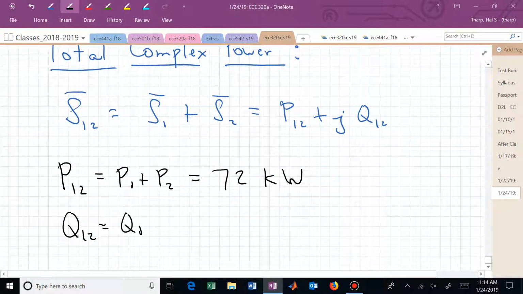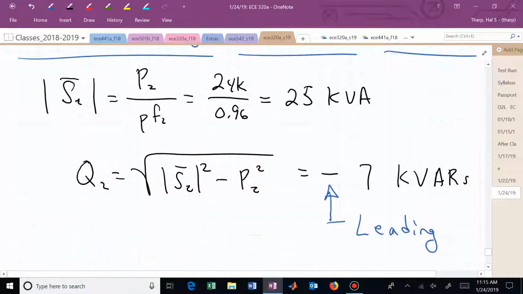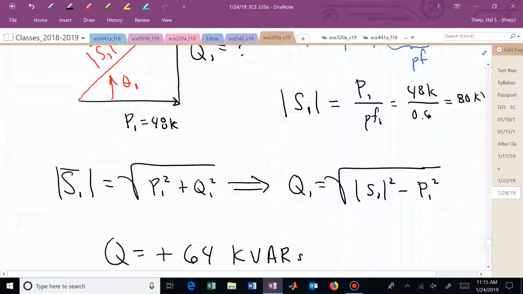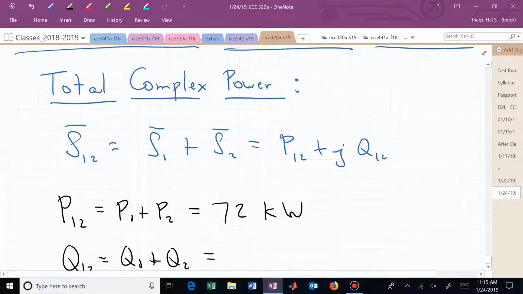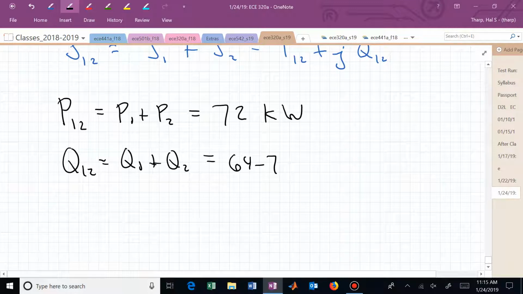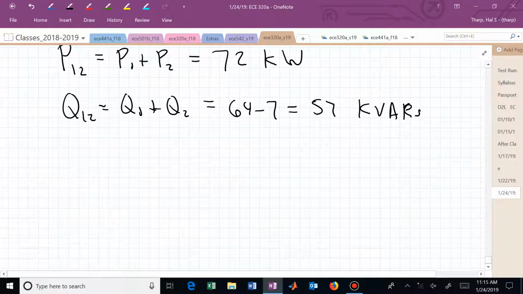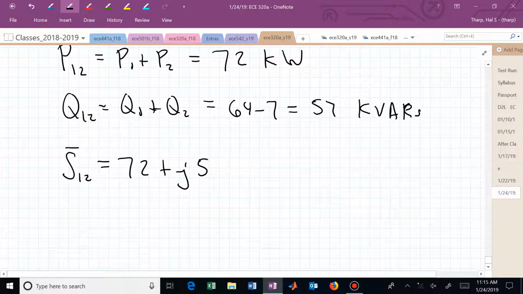Q12 is now Q1 plus Q sub 2. Remember, Q1 was positive, Q2 was negative. We're algebraically combining these. Q2 was minus 7, Q1 was 64. So we have 64 minus 7, or that should be 57 kilovars. Now we know what S12 is. S12 is now 72 plus j57 kVA.